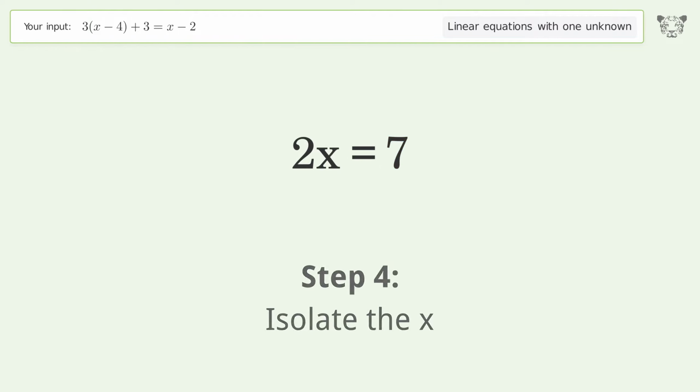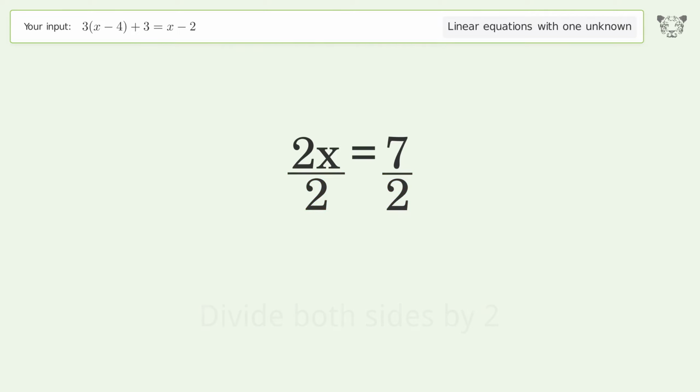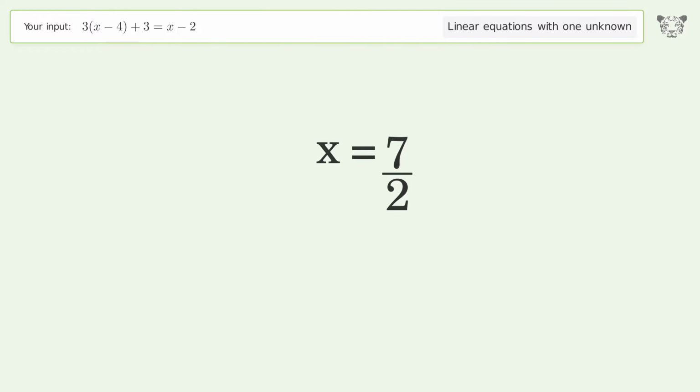Isolate the x. Divide both sides by 2. Simplify the fraction. And so the final result is x equals 7/2.